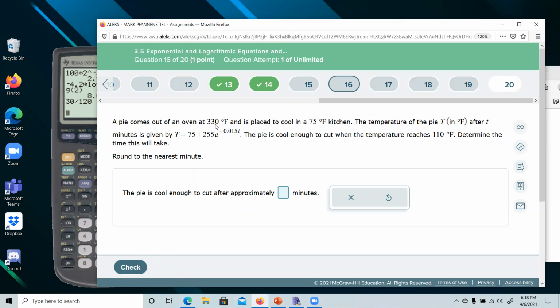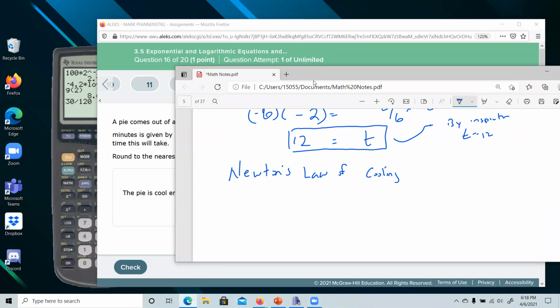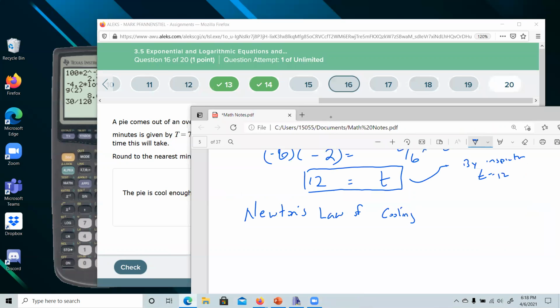The pie comes out of the oven at 330 degrees. It's placed in a cool, this is the temperature of the environment. Okay. The temperature of the pie in Fahrenheit after t minutes, so this is going to be in minutes here, is given by right there. Okay. So our current temperature, this is the temperature at time t.